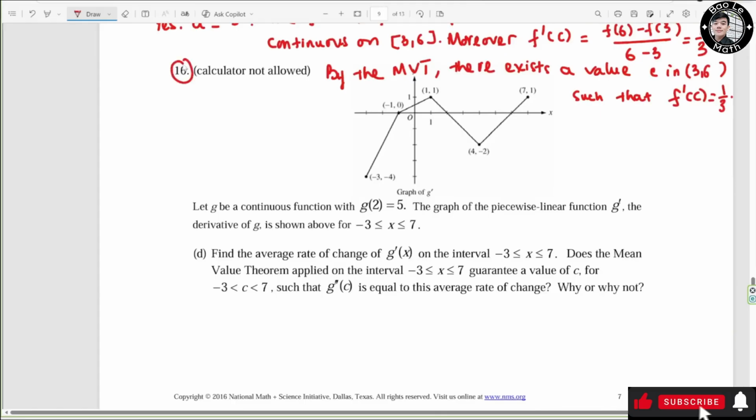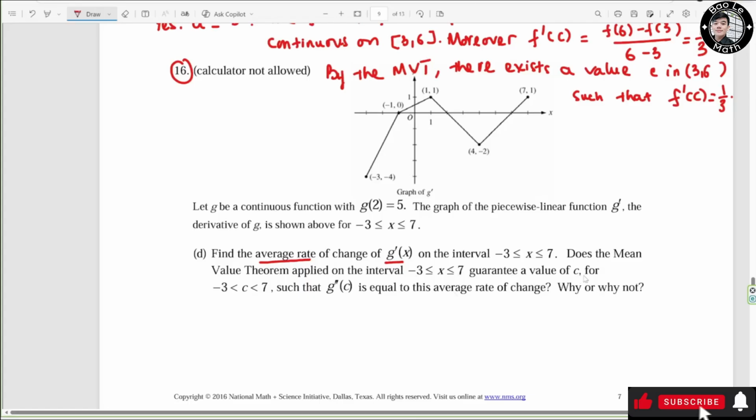Now let's move on to question 16. Let g be a continuous function with g of 2 equals 5. The graph of the piecewise linear function g prime, the derivative of g, is shown in the figure above for s between negative 3 and 7. Question D. Find the average rate of change of the function g prime of s on the interval negative 3 to 7. Does the mean value theorem apply on the interval negative 3 to 7?